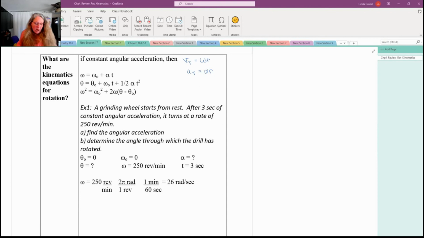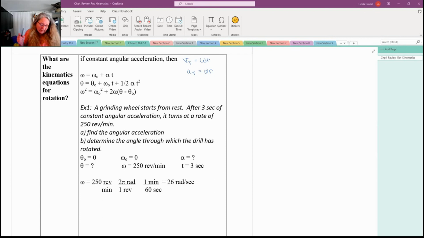So what did I do? I started off with some of the tools that I gave you in 161, or that you have seen in 161. And it's just kind of making a list of what I've been given. So if I'm starting from rest, then my omega naught and my theta naught are both 0. That's just like my x naught equals 0, my theta naught equals 0.